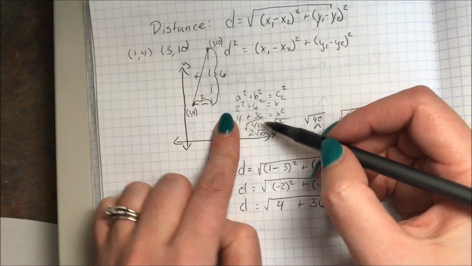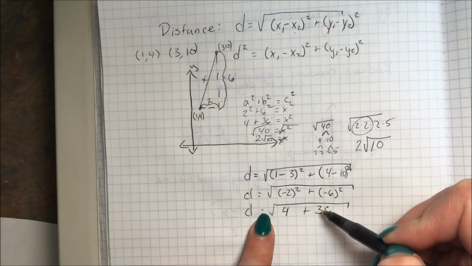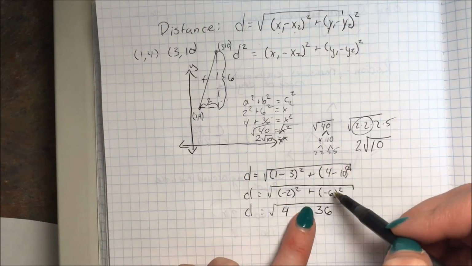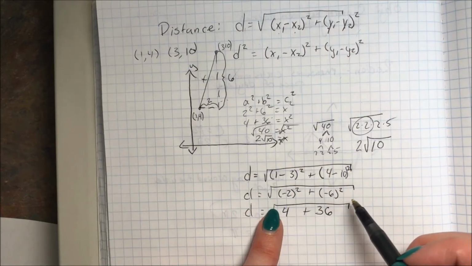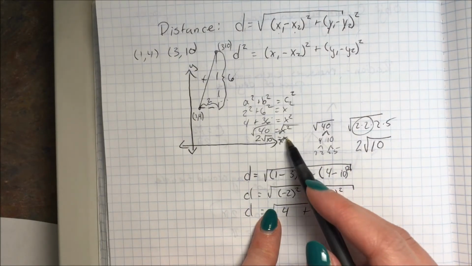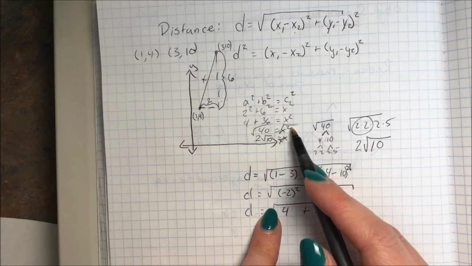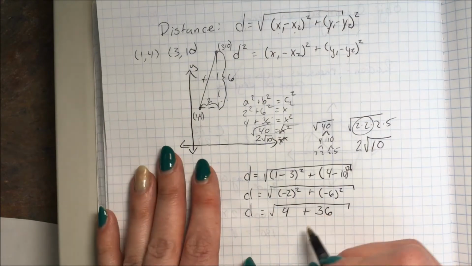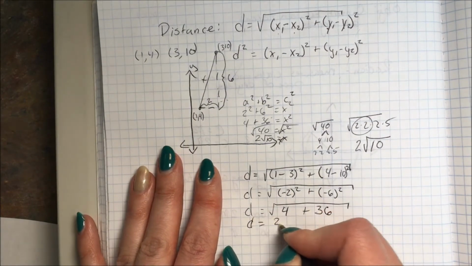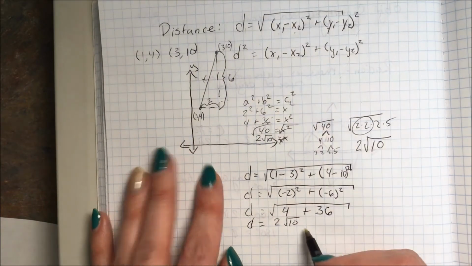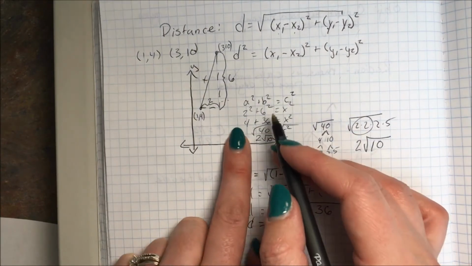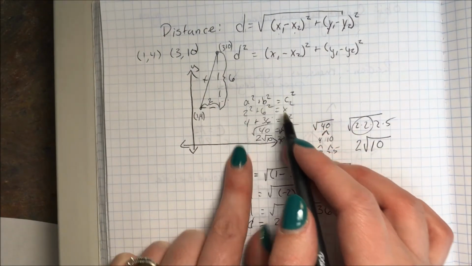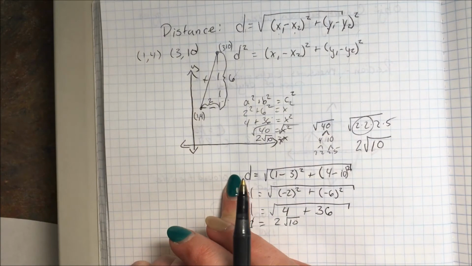I'm seeing some patterns here. Notice this is 4 plus 36, 4 plus 36, 2 squared, 6 squared, and then I have the square root over it. So where did this come in? Well, when I was solving for x, to get x by itself, I had to take the square root of both sides. So I ended up taking the square root of 40, which is what this is. So that's 2 radical 10. I already did the work up there. So the distance formula is really just the Pythagorean theorem solved for c.